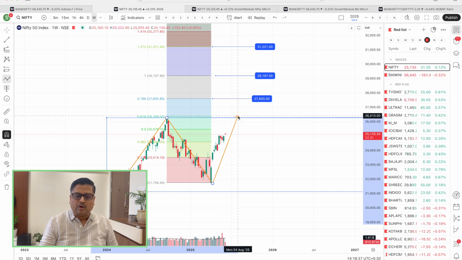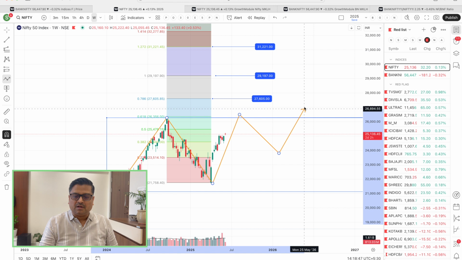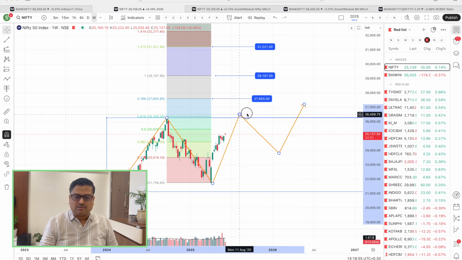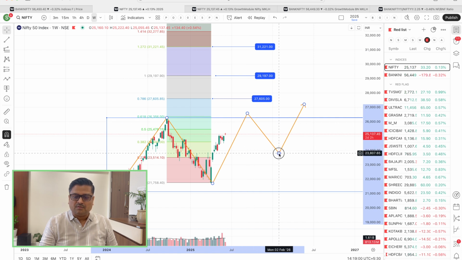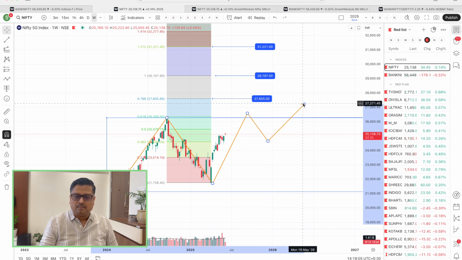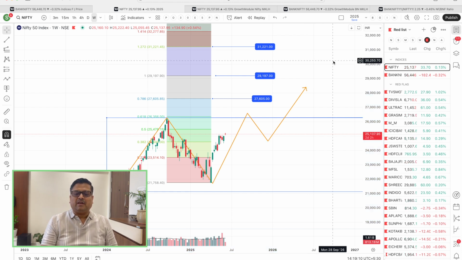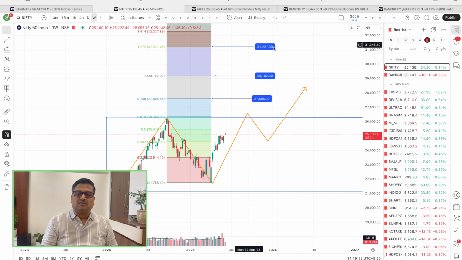So I'm expecting it to take some place here, then again some retracement, and from there again it can just go in an upward manner. This is how the expectation is. Now this is probably August, so it should take place somewhere around September, October, November, December, something like this. This is what the actual expectation is, and then eventually these targets will get completed.